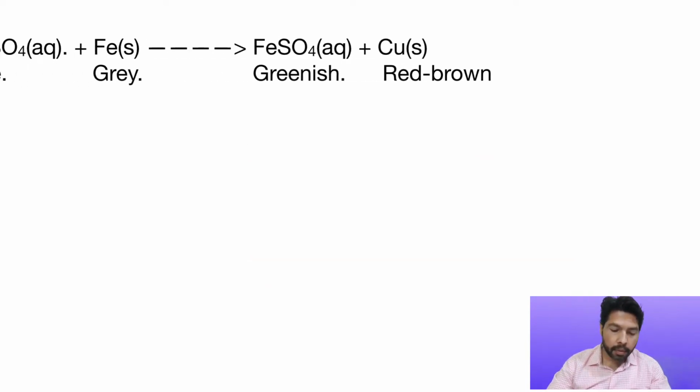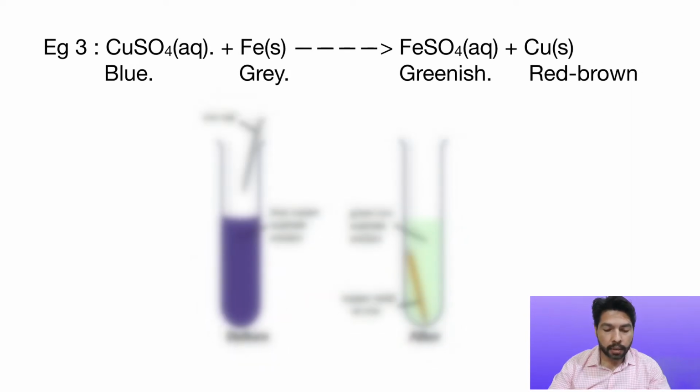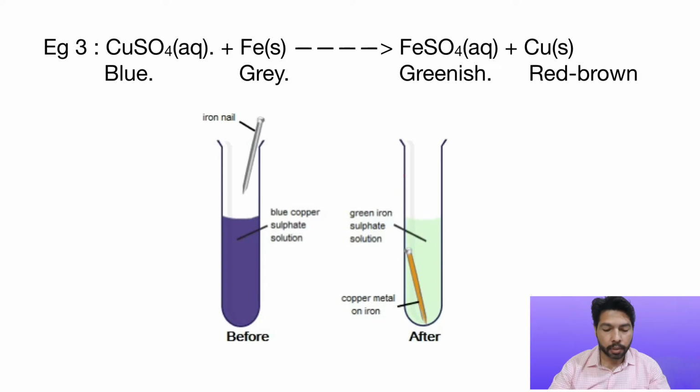Third example is copper sulfate reacting with iron. Copper sulfate again is blue in color, iron is gray in color, as you can see here. Iron, being more reactive, displaces copper from its solution, forming iron sulfate or ferrous sulfate, which is green in color, and copper, which is red brown in color. You can see this in the picture given below.